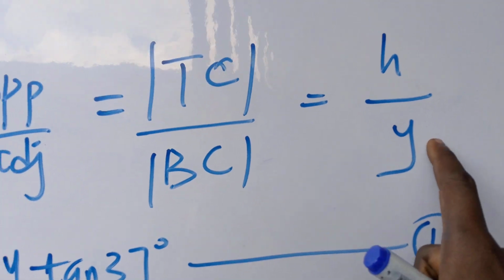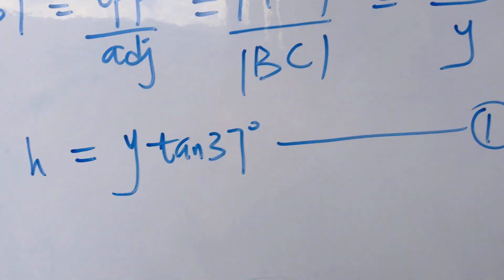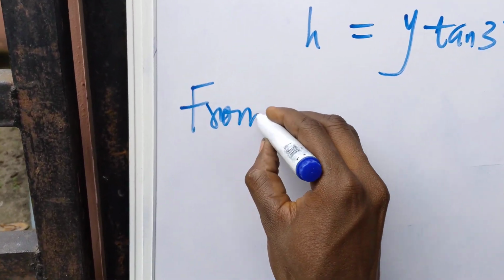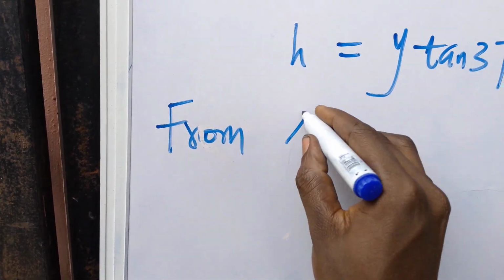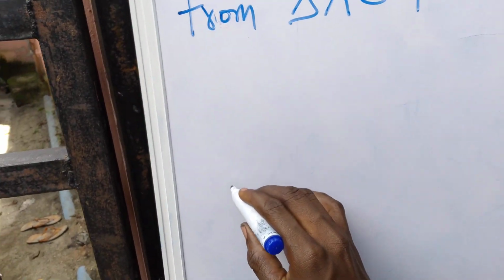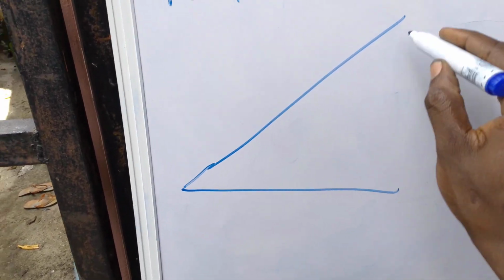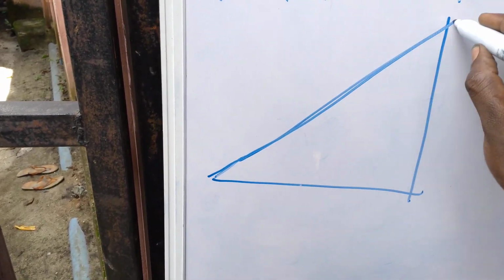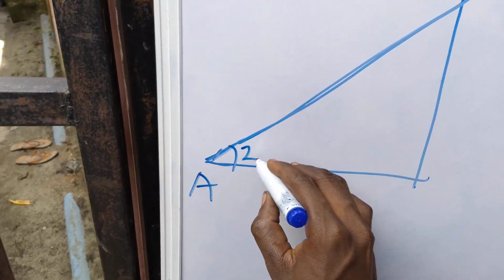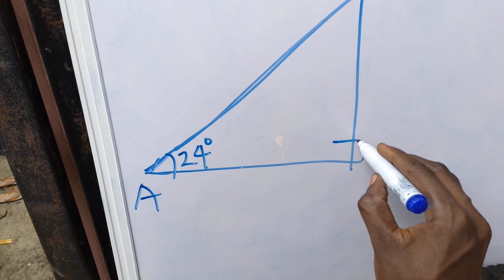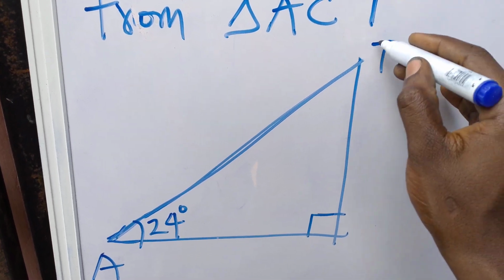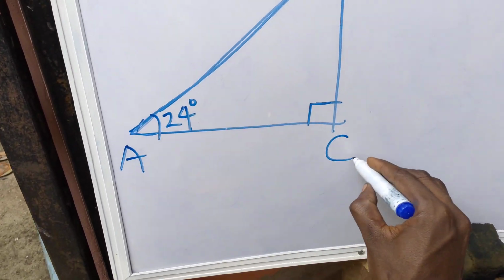Now you cross multiply this, and I'll have H as Y tan 37 degrees. Now we'll take the full triangle ACT. From triangle ACT, the angle at point A is 24 degrees, and this is 90 degrees. This point is point T, and then here is C.